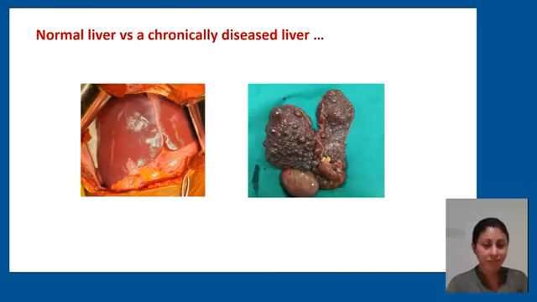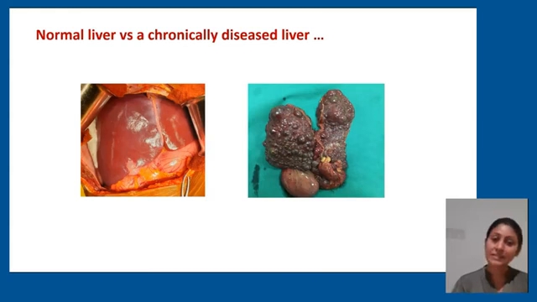Firstly, I thought I would introduce the topic in this way. If we take a normal liver and a chronically diseased liver, if you just look at these pictures, on your left-hand side, this is actually a normal liver. This picture was taken during one of the living donor liver transplants for a child, and this is one of the donor's livers on your left side. And you can appreciate the normal appearance of the liver.